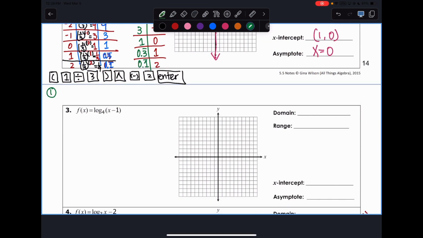Okay, step 1. We need to change the given function to its inverse function. In this case, it's the exponential form of it, right? Okay. Step 2. What do we do with that function?